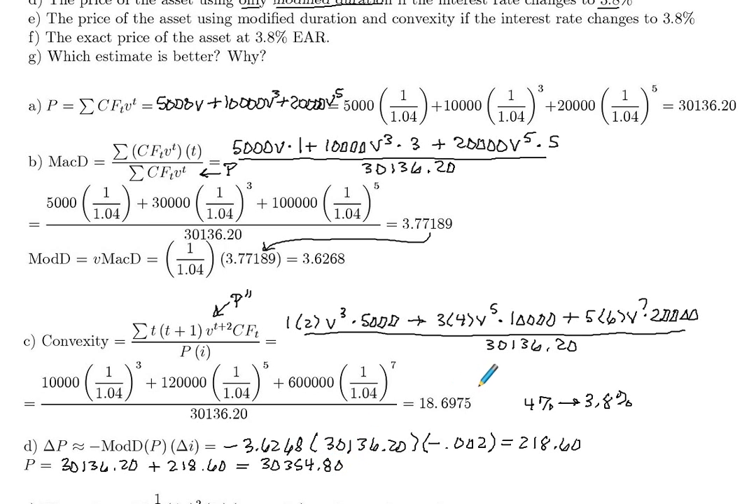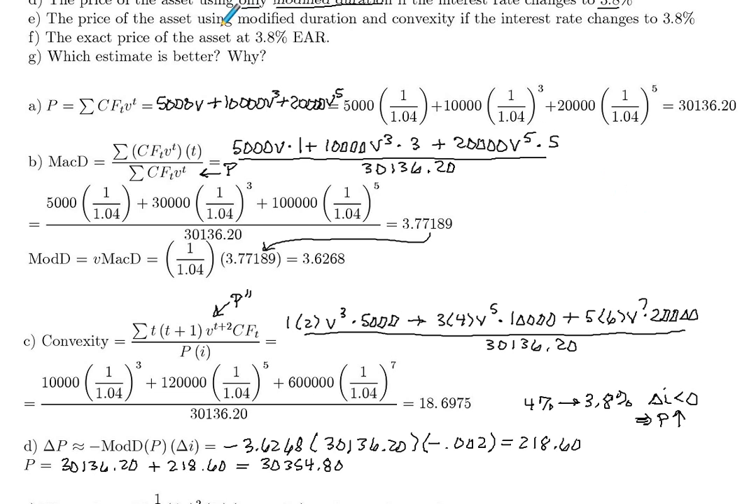And then hold on just a second. Does this make sense? Our interest rate changed from 4, it went down to 3.8, and interest rates vary inversely with the price here. Okay, so our change in I was less than 0. Our interest rate went down. That's going to mean that our price increases. And our price did go up. It went up $218. Okay, so that makes sense.